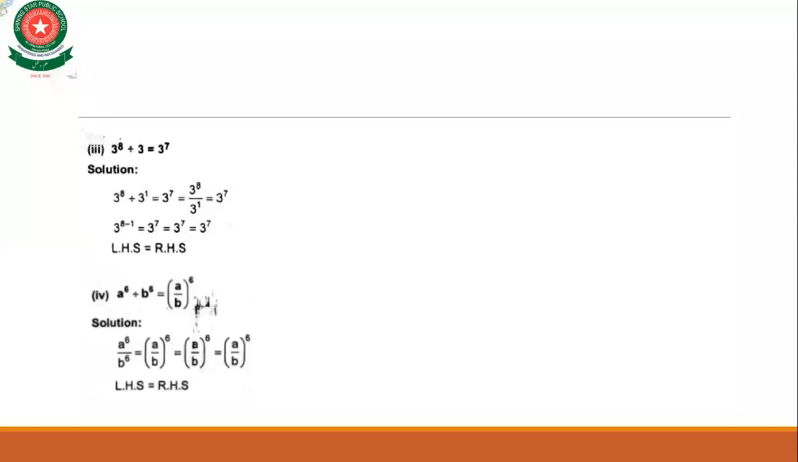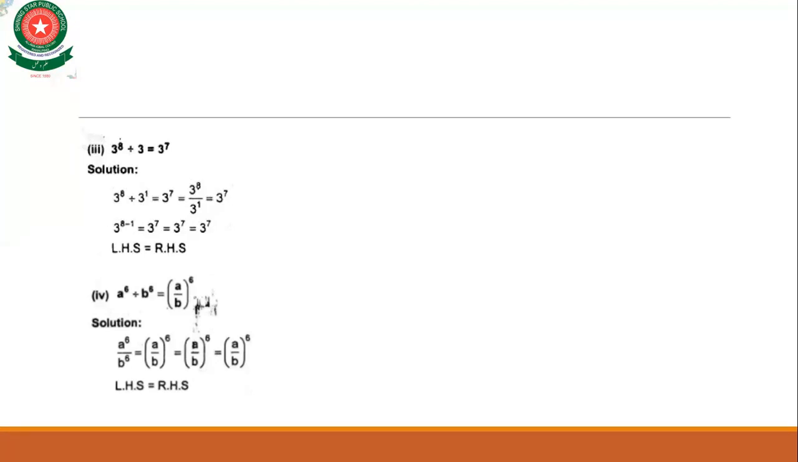Now, in the second step, we will just change the divide form into fraction form, which is 3 power 8 over 3 power 1, which is equal to 3 power 7 of right hand side.